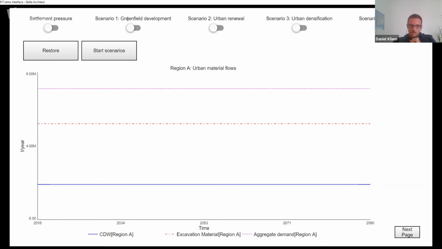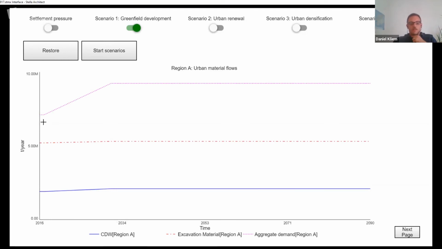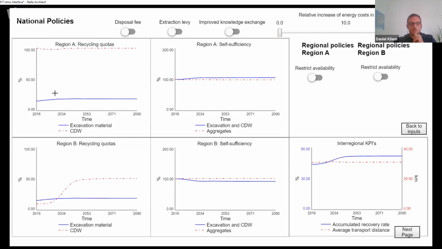I will take example one, which is the greenfield development, where you build on the countryside. So you don't build that much within cities, but you use empty land. So that means you will need a lot more primary gravel or gravel in any form, but it doesn't really change the amount of local excavation material. It doesn't really change the construction and demolition waste. And what I can see now is what happens. And I will focus on the most relevant things, which is comparing two different regions. In region A, we say, well, it's an urban center.